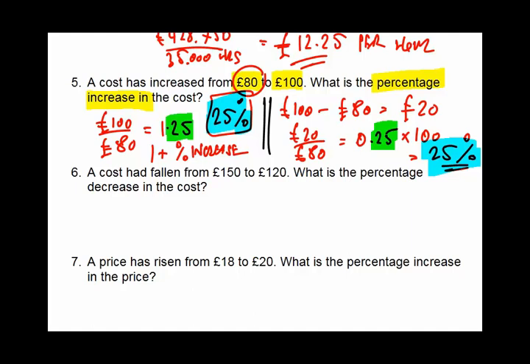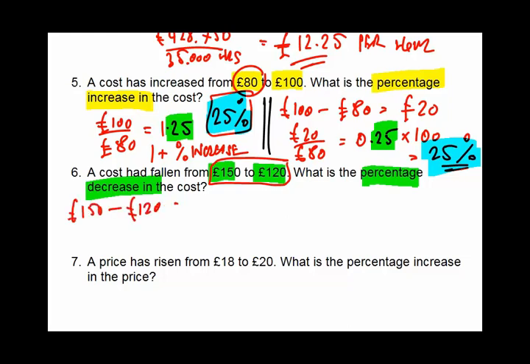So question 6, now here we've got a cost falling. So it was £150, it's fallen to £120. What's the percentage decrease in the cost? Now again, we can do this in one of two ways. So let's start this time by looking at the actual change in the cost. So if it's fallen from 150 to 120, that's a £30 reduction, £30 decrease in the price.